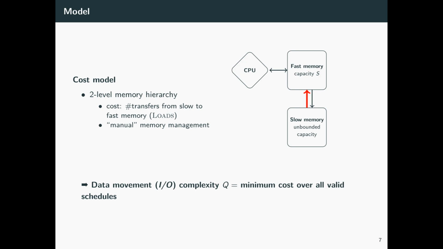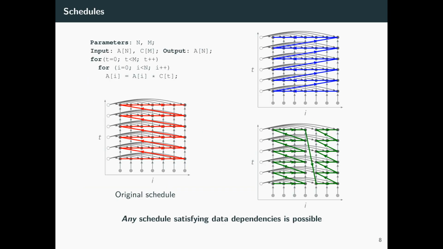Finally, we need to define the I/O complexity of a program, and this is the minimum cost over all possible valid schedules for a program. So to illustrate this, let's go back to our example program, and these are three possible schedules for the operations in this program. On the left in red, this is the original schedule of operations. So these are done row by row. First, for t equals 0, we go from i equals 0 to n minus 1, and then for t equals 1, etc., up to m.